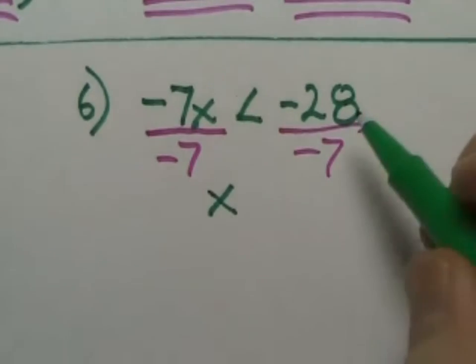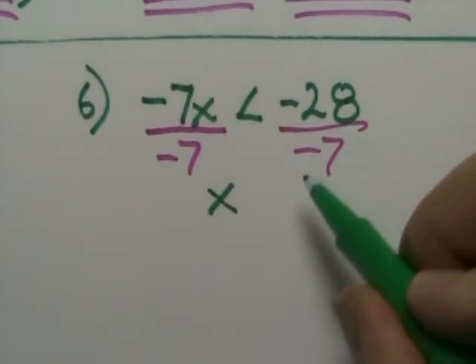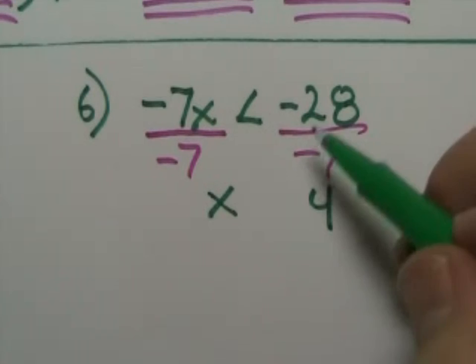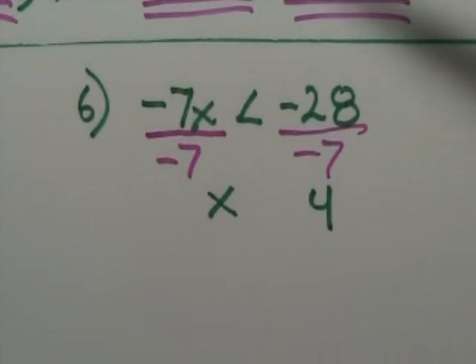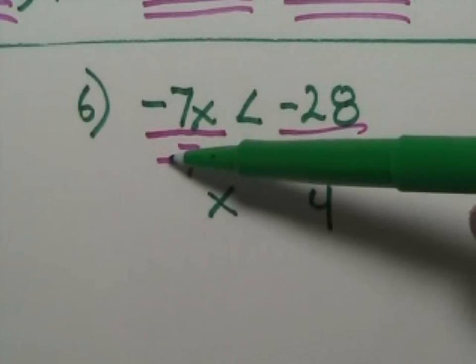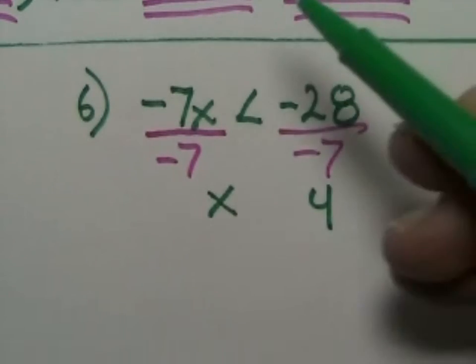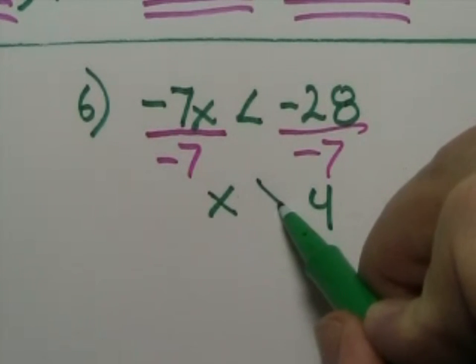1 times x is x. And 7 goes into 28 4 times. Only this time the negatives cancel. The question is now, do I need to reverse the arrow? Let's see, I'm dividing by a negative on both sides. See that? I'm putting -7, -7. So yes, I'm going to have to reverse the arrow.